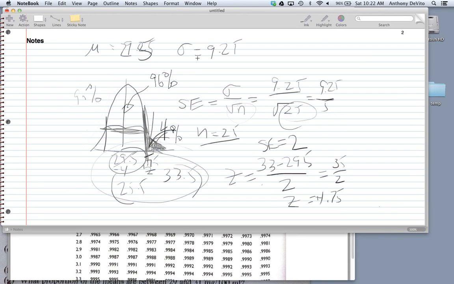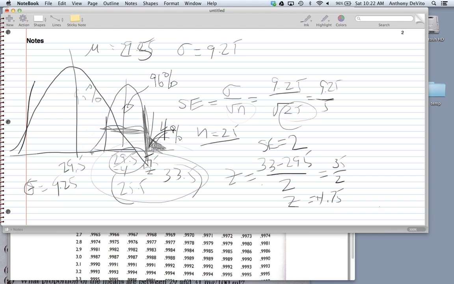Now, let's do something interesting here. Had this instead been, let me draw it a little bit differently. Had this instead been the sample distribution of the population itself, well, the mean would have been 29.5, just like before, but the standard deviation would have been 9.25, right? So what's the probability now of getting an individual from this population that's above a value of 33? Well, in that case, the z-score for the population is going to be, again, 33 minus 29.5, over the standard deviation 9.25 this time, not the standard error.